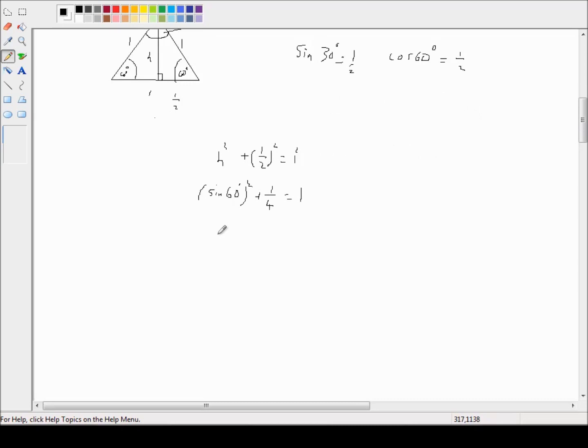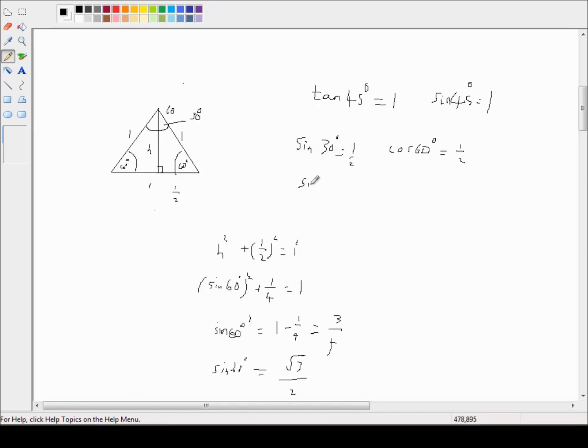Okay, so sine 60 degrees squared is equal to 1 minus a quarter, which is equal to 3/4. So the sine of 60 degrees is equal to the square root of 3/4. Well, the square root of 3 is root 3, divided by the square root of 4, which is 2, so it's root 3 over 2. So sine 60 degrees is equal to root 3 over 2.